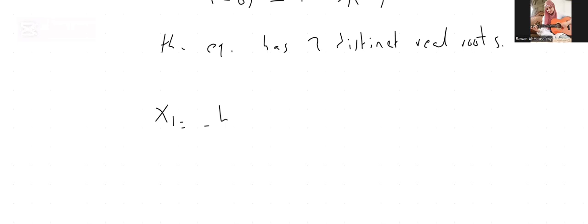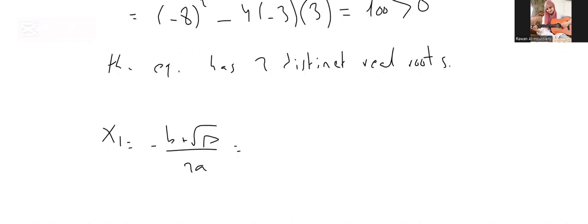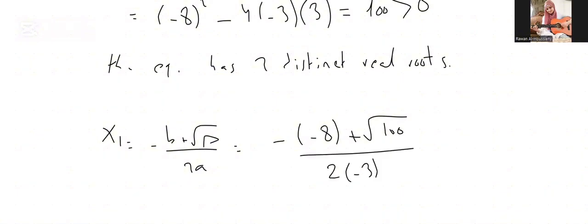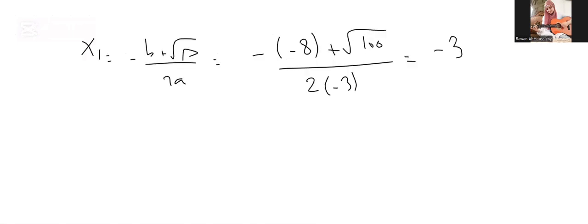So we have x1, it's minus b plus radical delta over 2a. Let's see what b and a are. So b is minus 8 and a is equal to minus 3. So in this part we have minus of minus 8 plus radical 100, which is delta, divided by 2a, and 2 multiplied by minus 3. By calculator it will give us a value of minus 3 in this part.